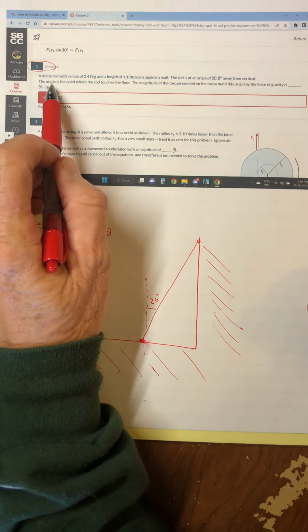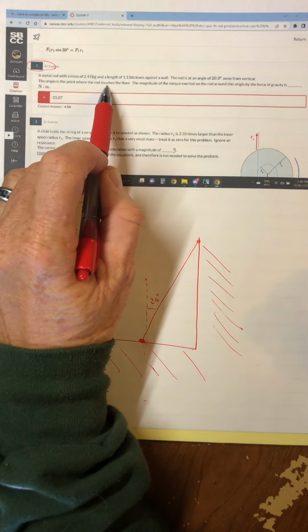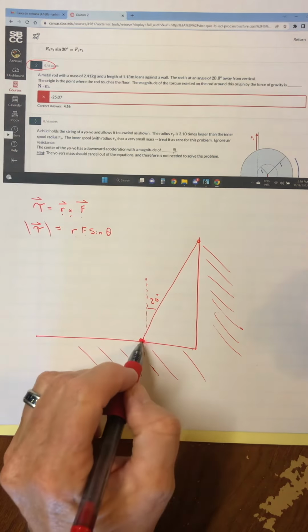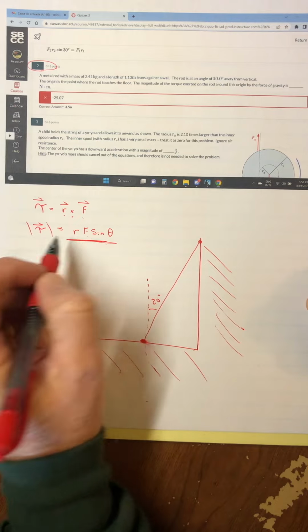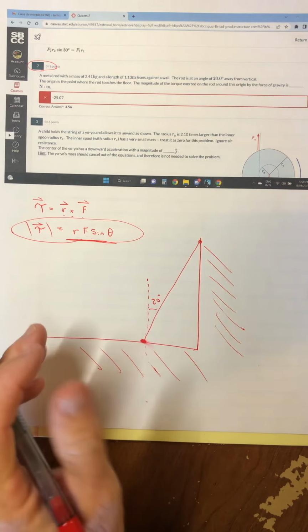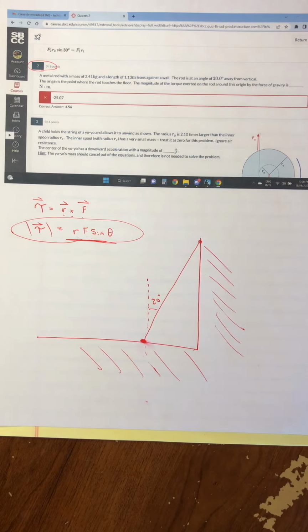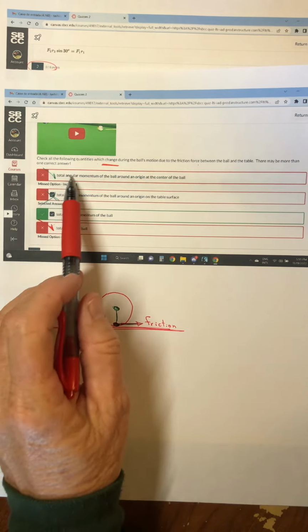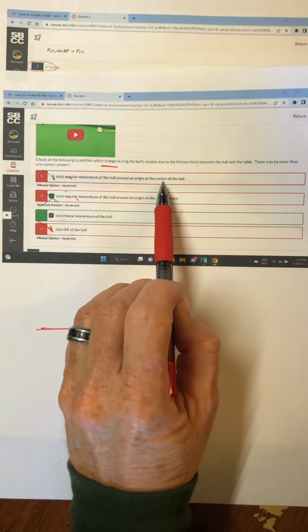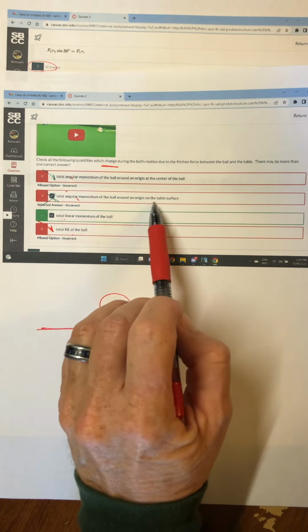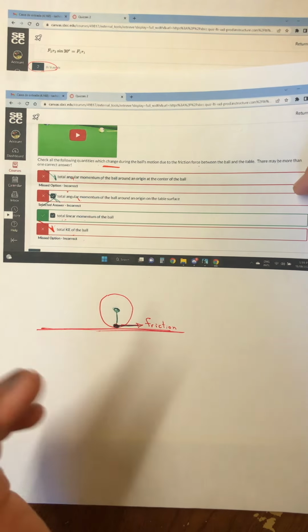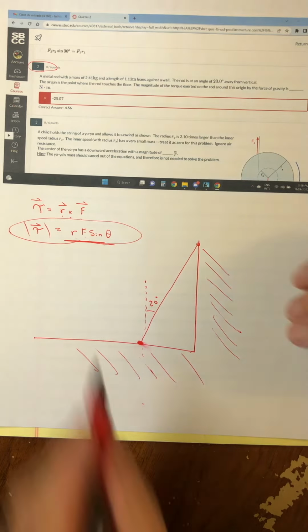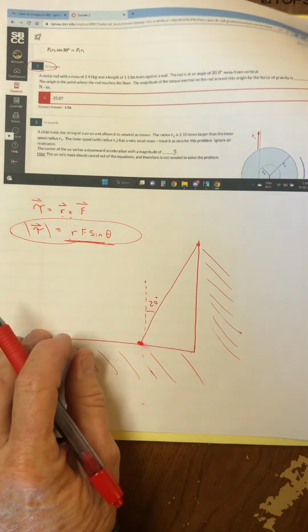And I'm glad they give this part. See, this part says the origin is the point where the rod touches the floor. So you can't calculate a torque unless you also are saying torque about what point. That was our discussion in the last video, where we can talk about a torque as measured from the center of the ball or the torque as measured from the surface of the table, which would be kind of the rim of the ball. And so that's that important piece here.